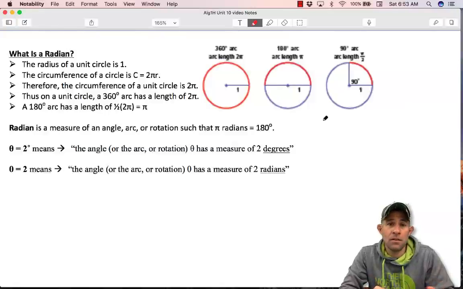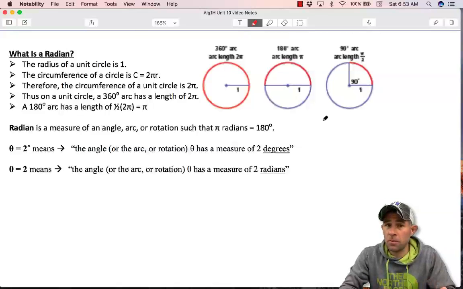Hey guys, today we're taking a look at the radian measure. Up until now, we've always looked at the unit circle and measured it in terms of degrees, with 360 degrees to complete one full unit circle. Well, you can also measure a circle in terms of its perimeter or its circumference.